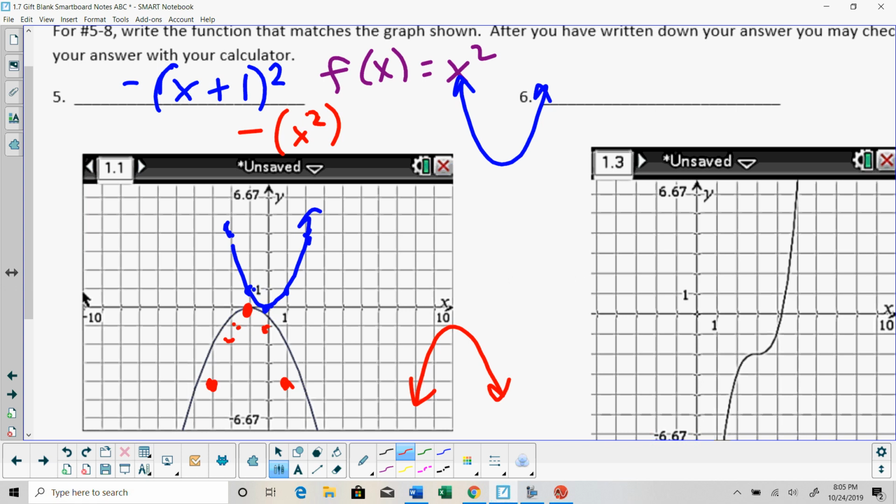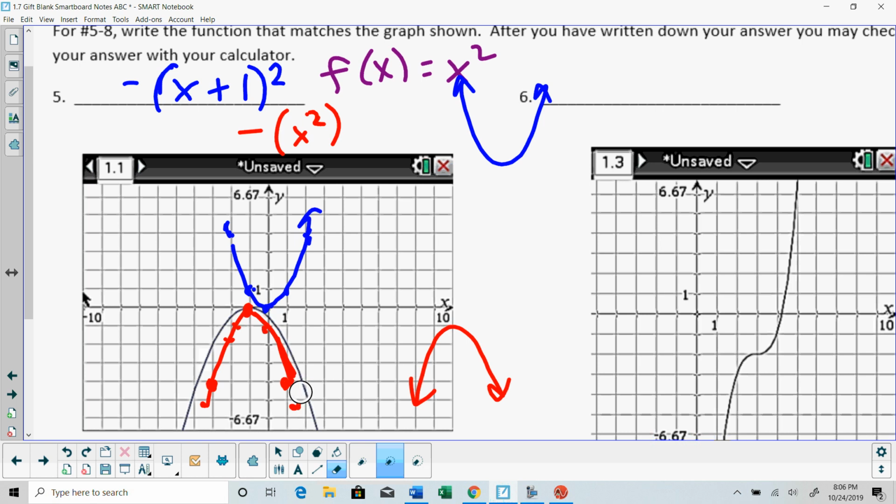So in other words, to me, this graph that they gave us looks wider than the parent function. Well, remember, it can look wider for one of two different reasons. It can look wider because it's been horizontally stretched, or it can look wider because it's been vertically compressed. And in this case, you really can't tell just by looking at the graph.